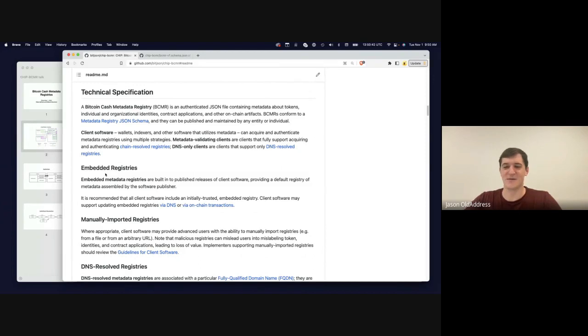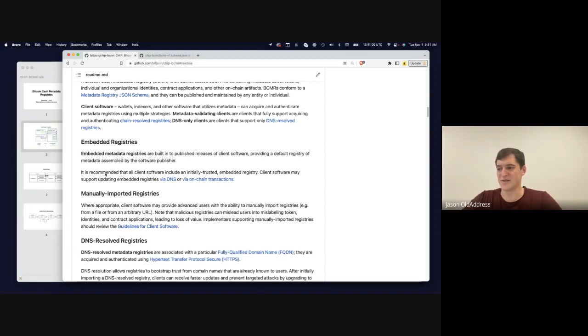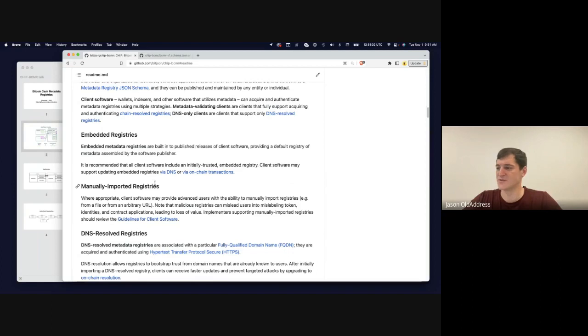And it's a good idea for those to be in the embedded registry, so that when the user initially downloads your software wallet, or whatever your indexer or whatever software supports tokens, there is a very baseline understanding from the wallet of what it's looking at. We describe also this idea of manually imported registries.